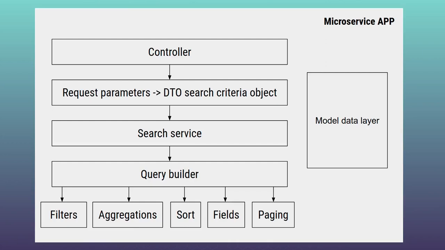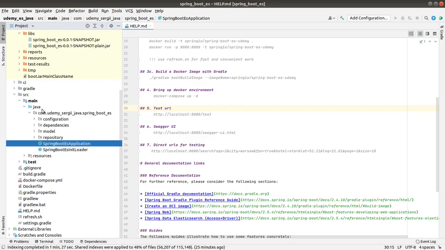Hi, let's continue to investigate our Spring Boot skeleton project. First, it would be great to refresh in mind our architecture scheme. As you remember, it all starts from the controller. Let's find it in our project structure. Go to the main Java application folder and find the Spring Boot Elasticsearch application with the coding Java class inside.